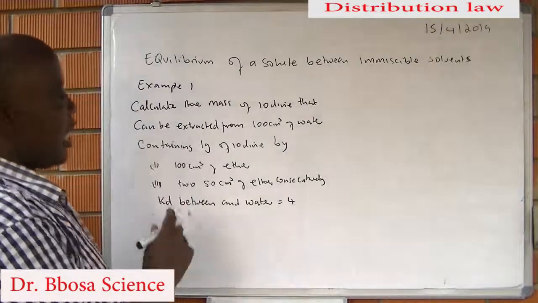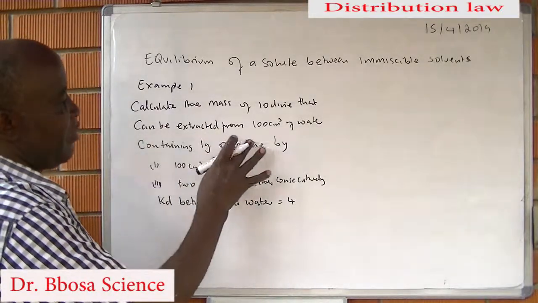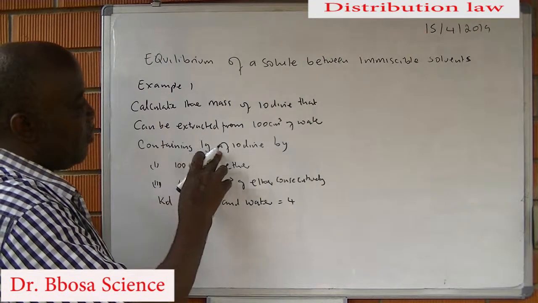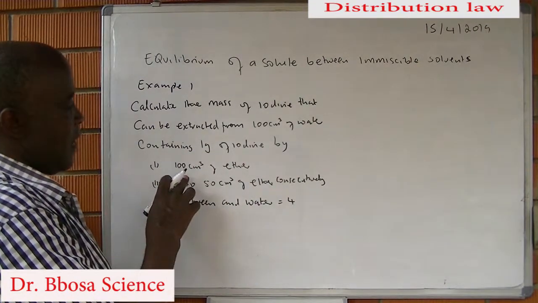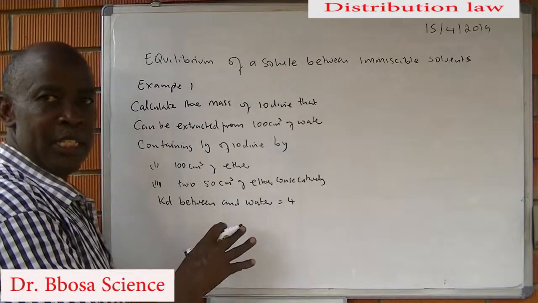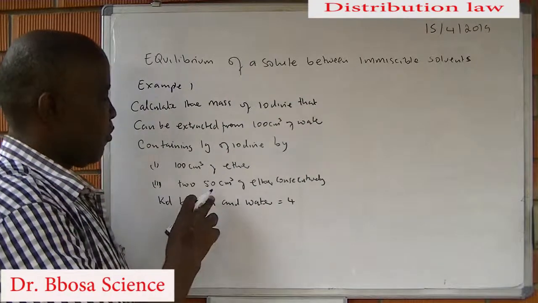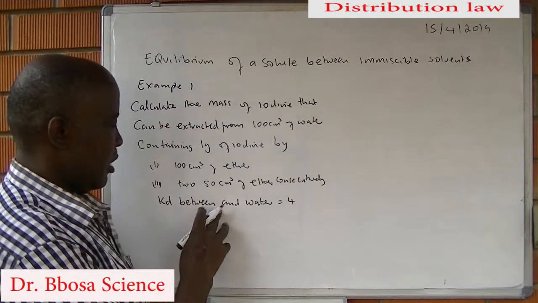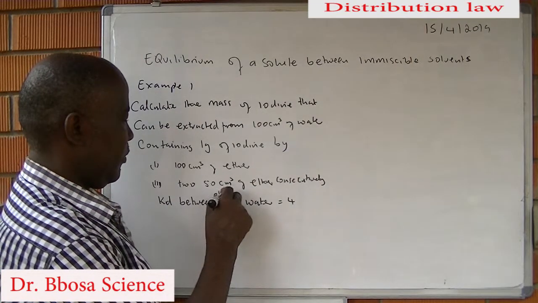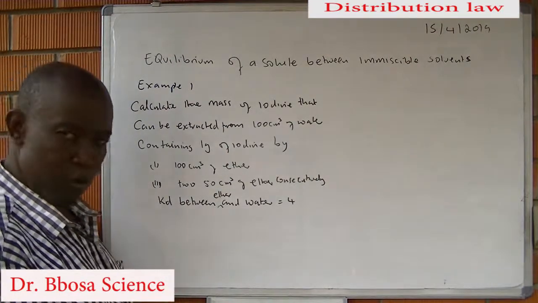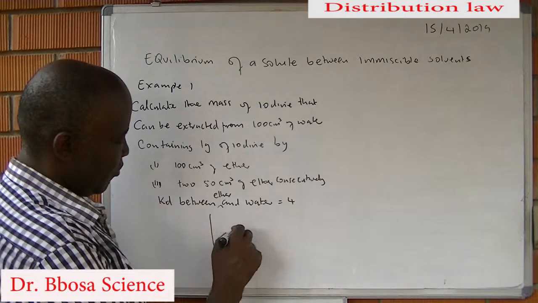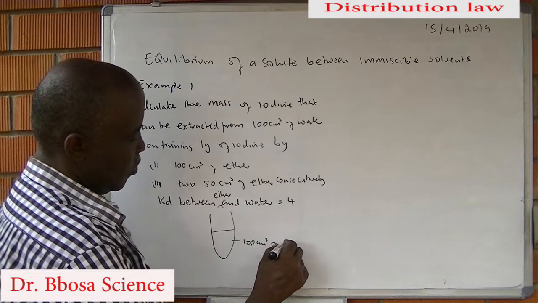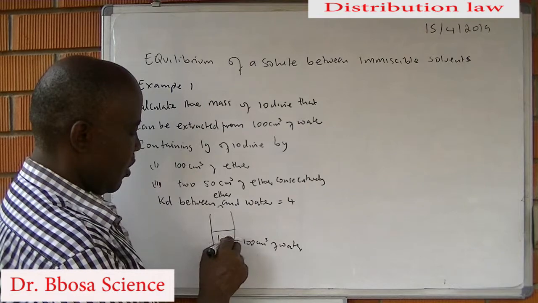Example 1. Calculate the mass of iodine that can be extracted from a 100 centimeter cubed of water containing 1 gram of iodine, by 1 by 100 centimeter cubed of ether, then 2 by 50 centimeter cubed of ether consecutively. Kd between ether and water is equal to 4. So the scenario is that you have initially 100 centimeter cubed of water containing 1 gram of iodine.